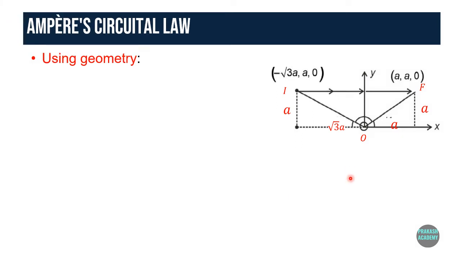Now, first I will use geometry to find this angle and this angle. This has a coordinate of (-√3a, a, 0) and this has a coordinate of (a, a, 0). This means the x distance is a and the y distance is also a. For this point, the x distance is √3a, basically in the negative direction of the x axis, and the y coordinate, or this distance, is a. And in both cases, the z coordinate is 0. This means this whole figure lies in this plane.